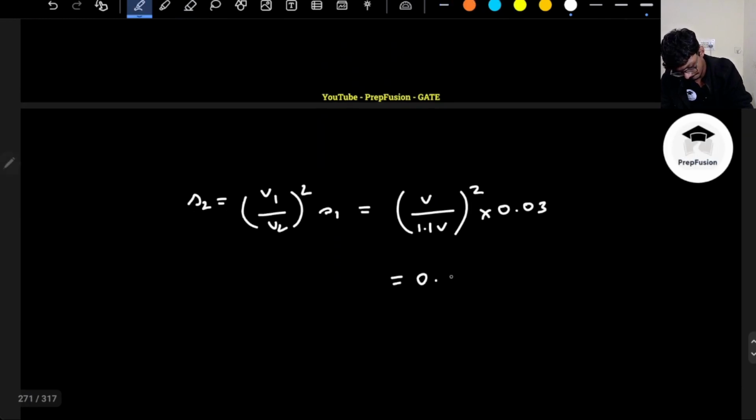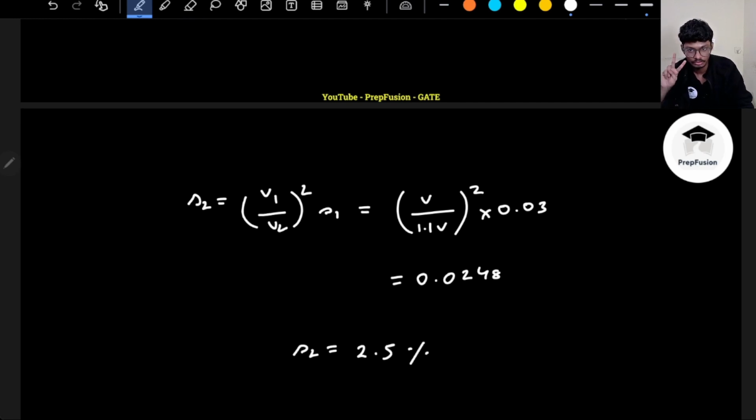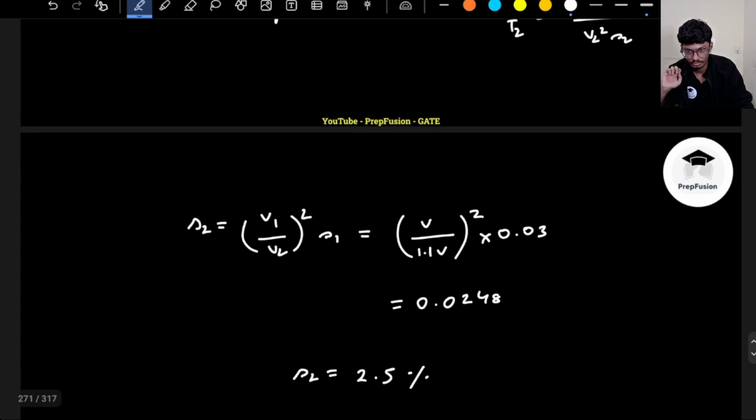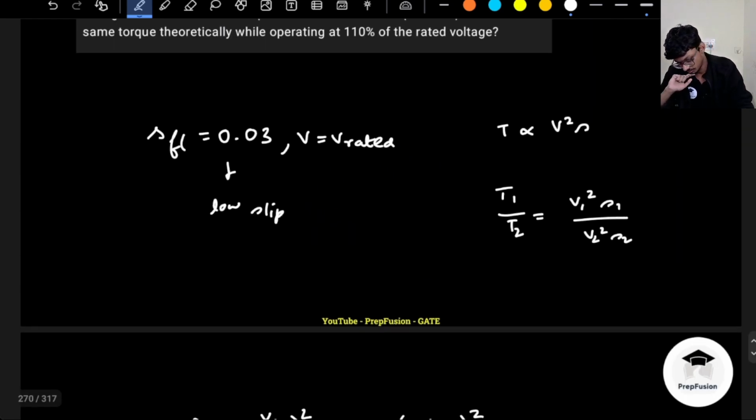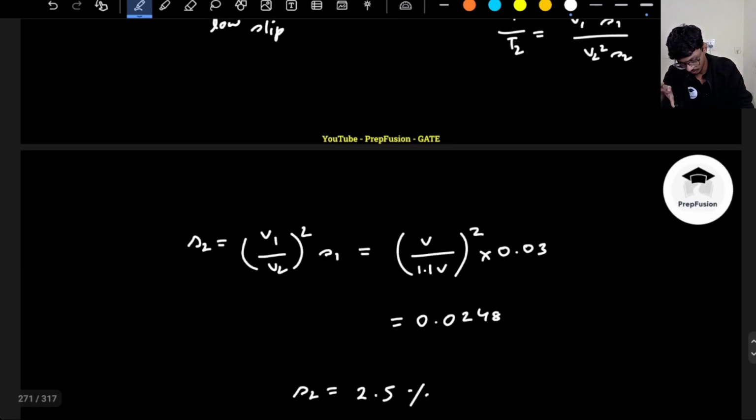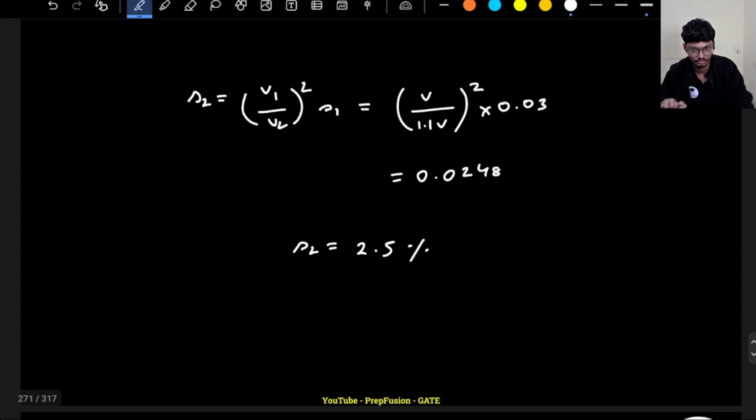So roughly S2 will be 2.4, almost roughly 2.5%. So the slip will change to 2.5%. That is the case here. So slip will be 2.5%. This will be the answer for this question.